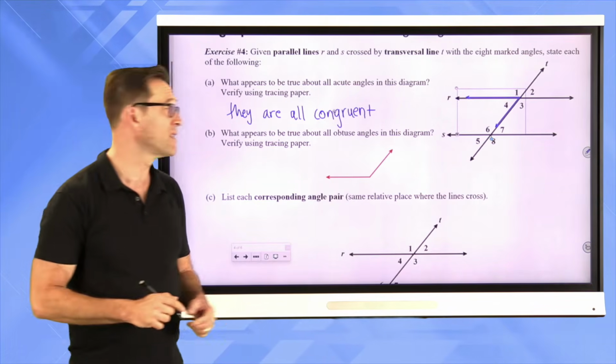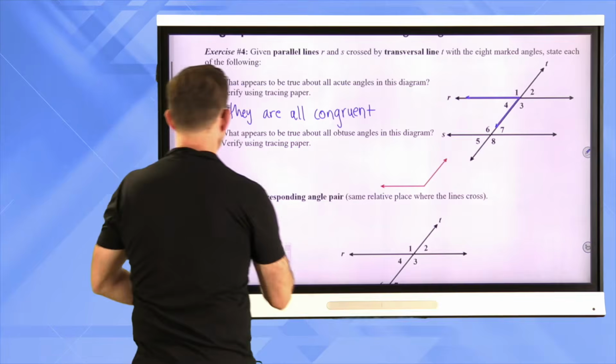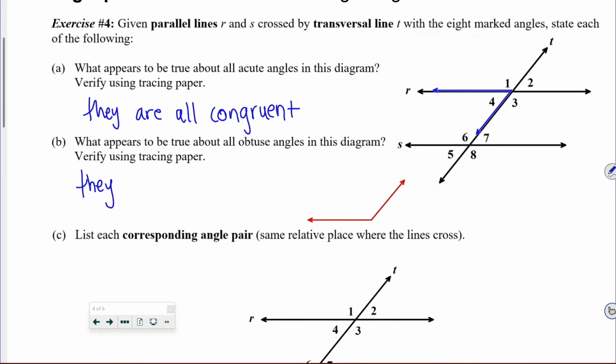And not surprisingly, all the obtuse angles are also congruent to each other. They're not congruent to the acute angles, that would be impossible. They are all congruent.